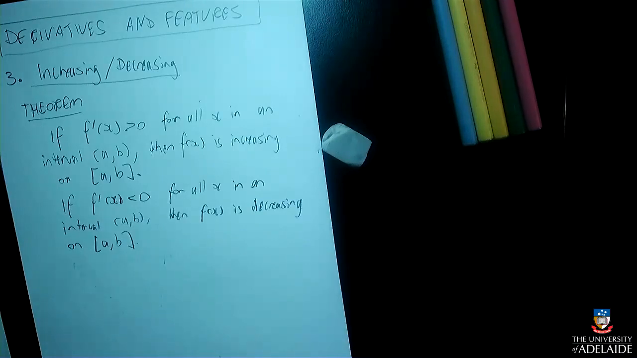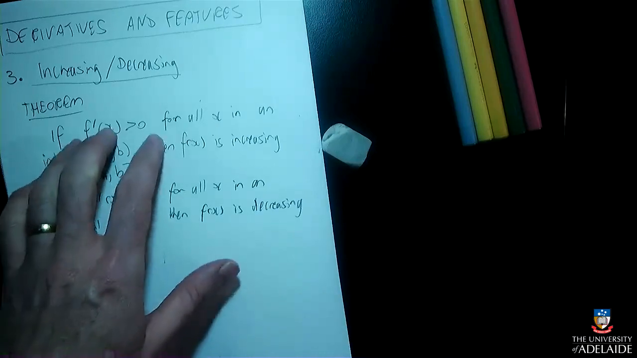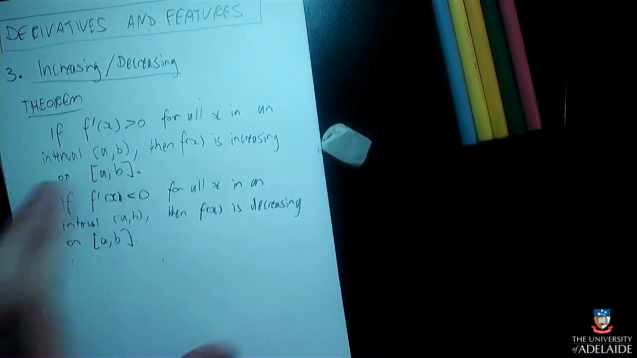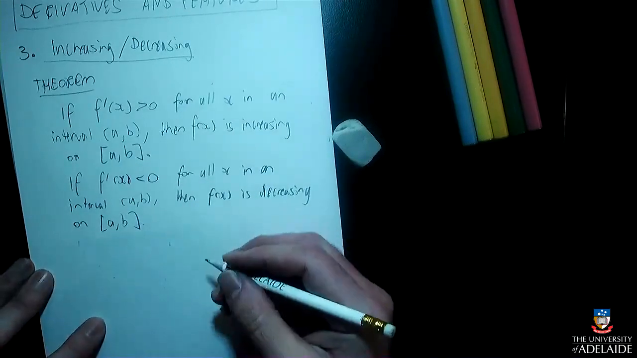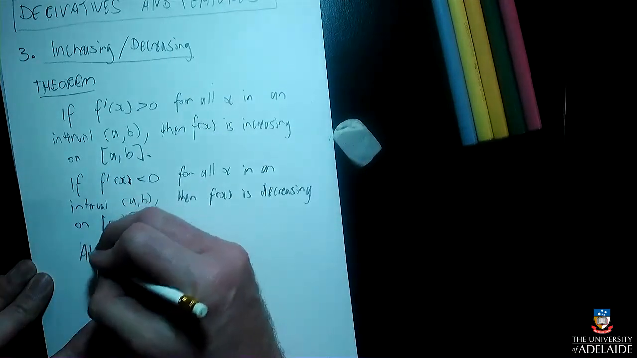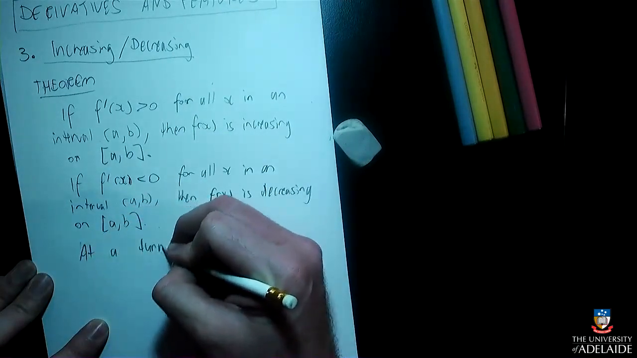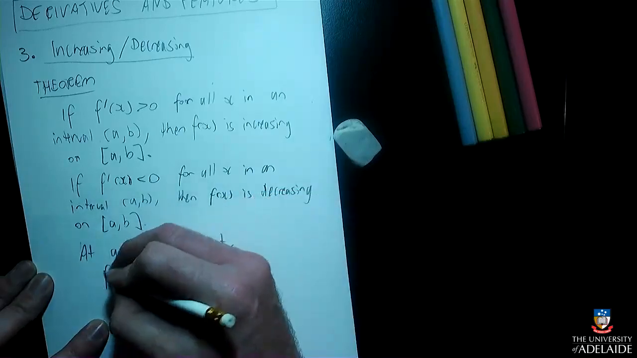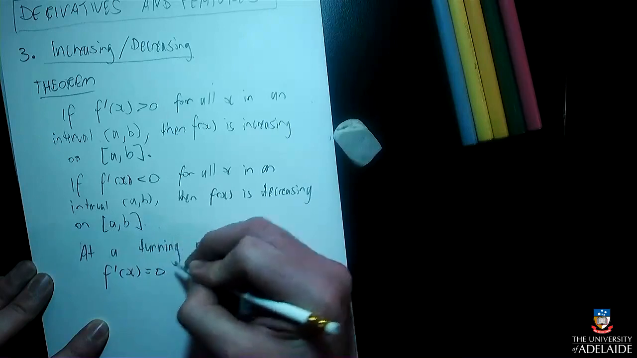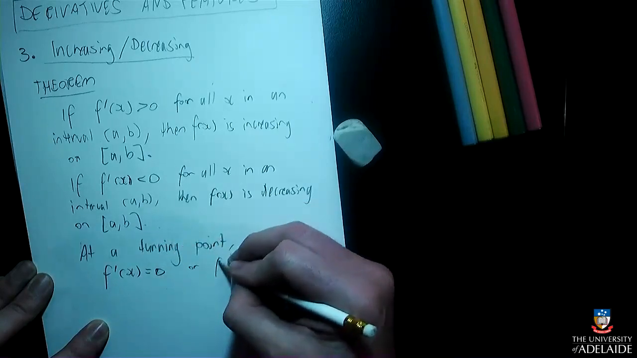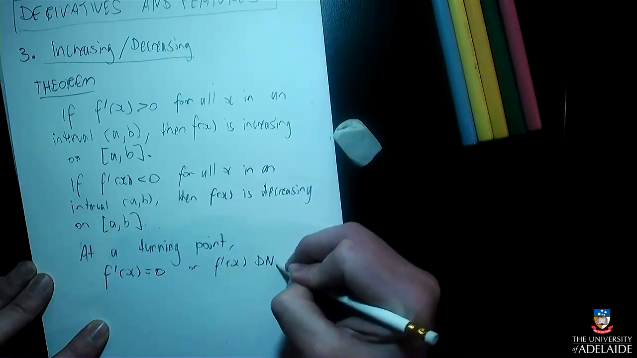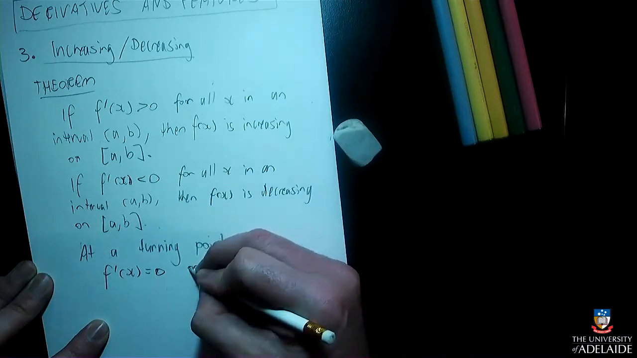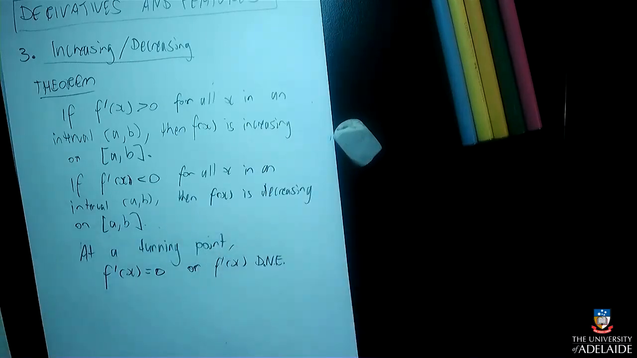But what will happen is that at a turning point, if the derivative is defined at the turning point, it will have to be 0 because the derivative goes from being above 0 to being below 0, or vice versa. So at a turning point, f'(x) is 0, or f'(x) does not exist. So it is possible for the function to exist but the derivative to not exist.